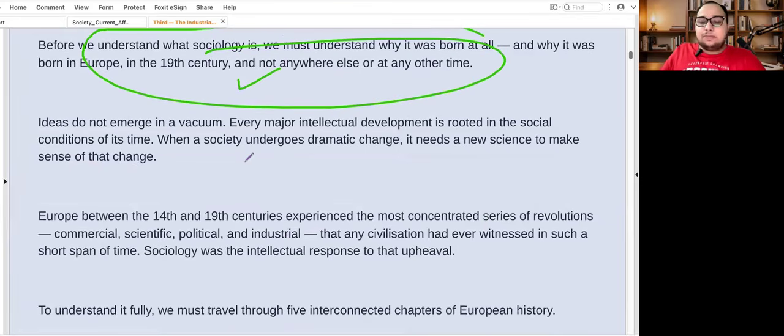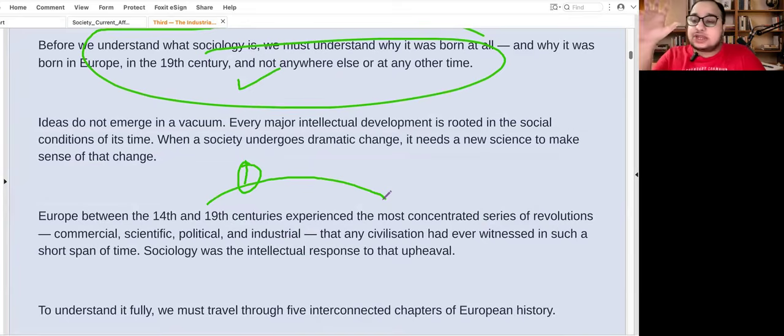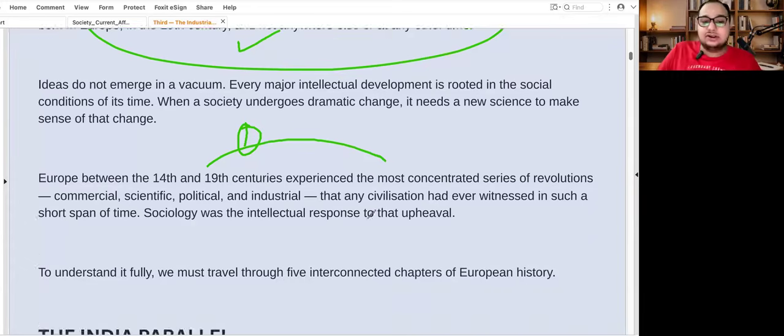Now, Europe between the 14th and 19th century experienced numerous revolutions, not one, two, three, but numerous revolutions. It started with the commercial revolution, then came the era of the scientific period, then political revolutions like the French Revolution, and then the Industrial Revolution. So one after another, there were revolutions after revolutions, and the society was changing at a very, very fast rate.